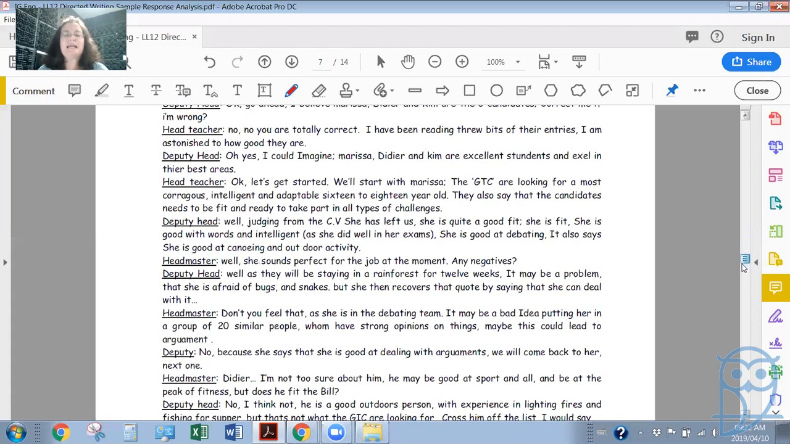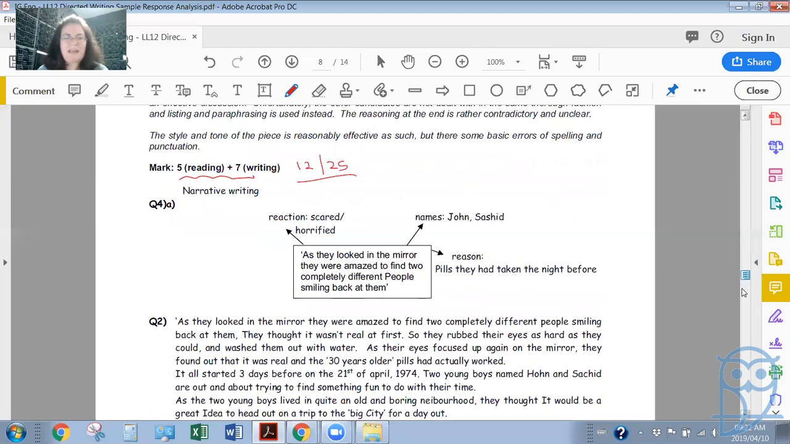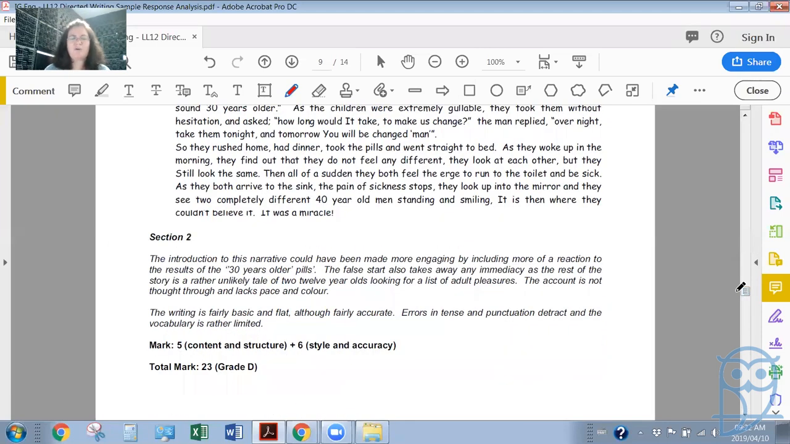And then this particular candidate got 12 out of 25, and they have classified this along with the other section that they didn't answer for that we're not looking at today. They got overall a mark called a grade D. Okay, so they got 23 out of 50 probably, and that's a D.